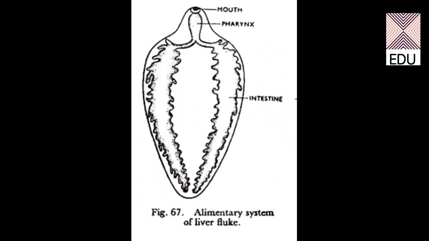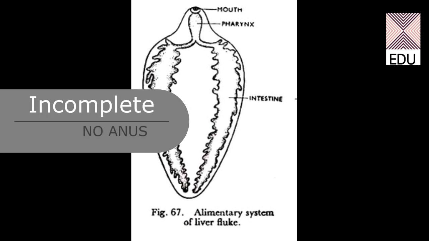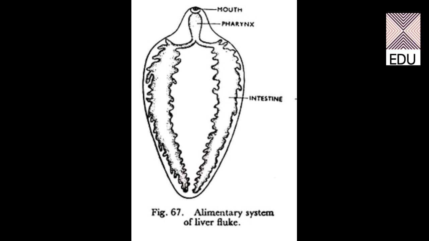So, Fasciola has an incomplete alimentary canal. Incomplete means it has a mouth, but it has no anus. So the anus is lacking in the digestive system of Fasciola hepatica. So it is opening only from the mouth.